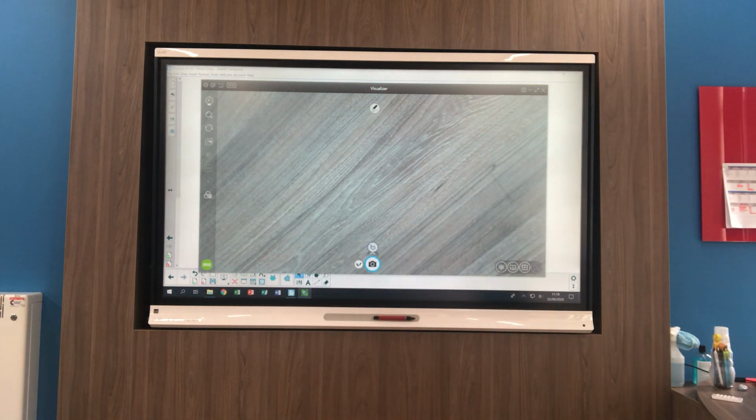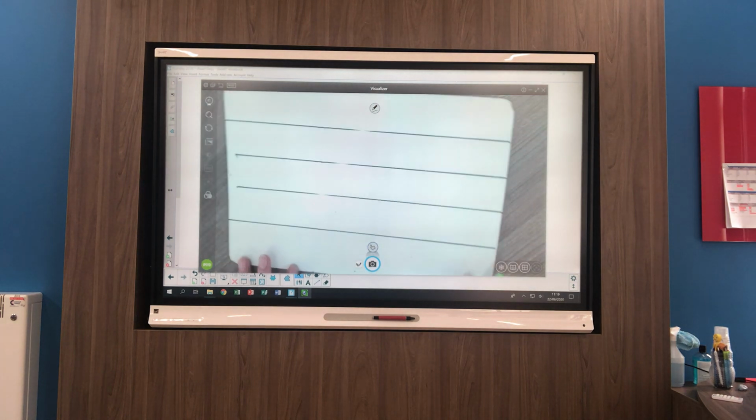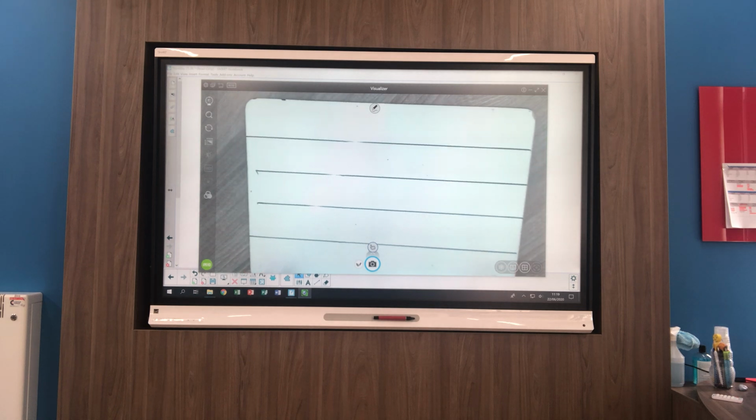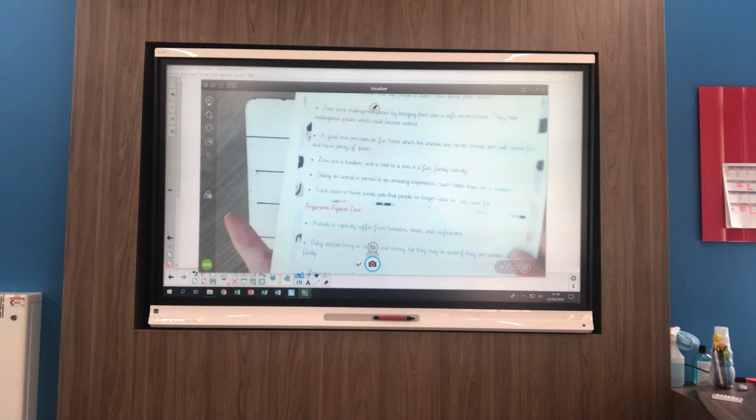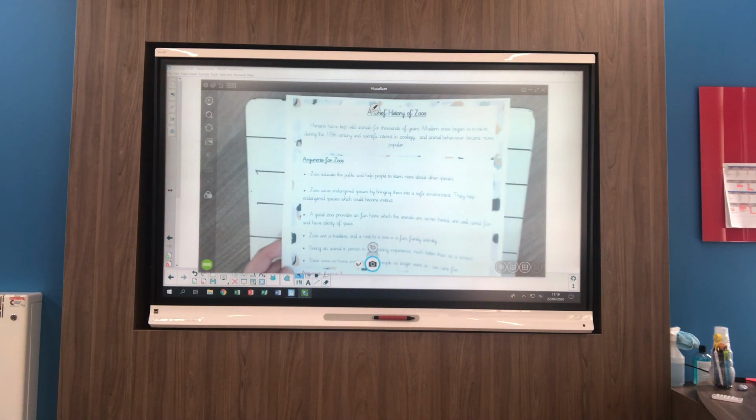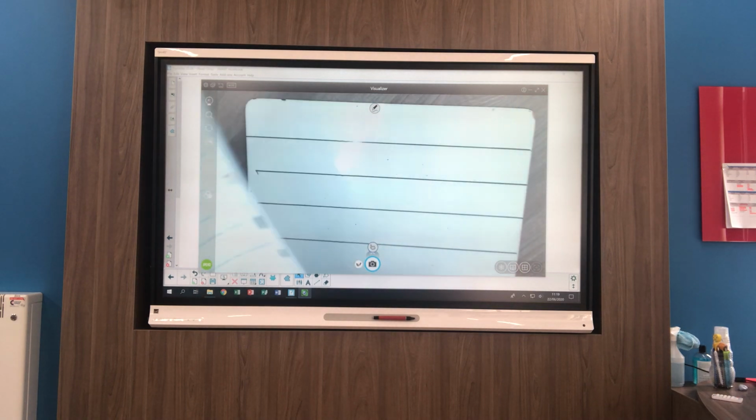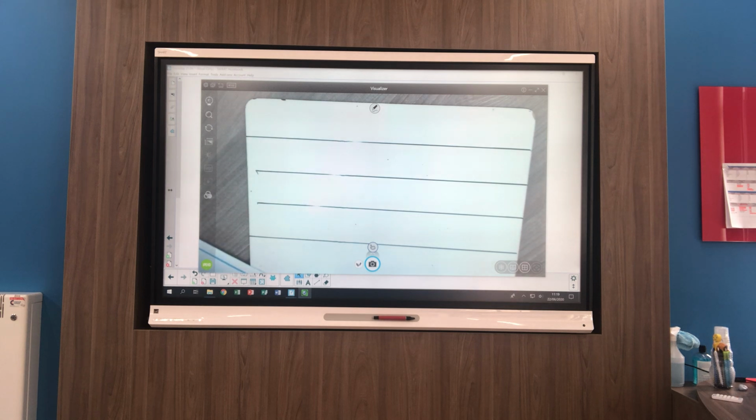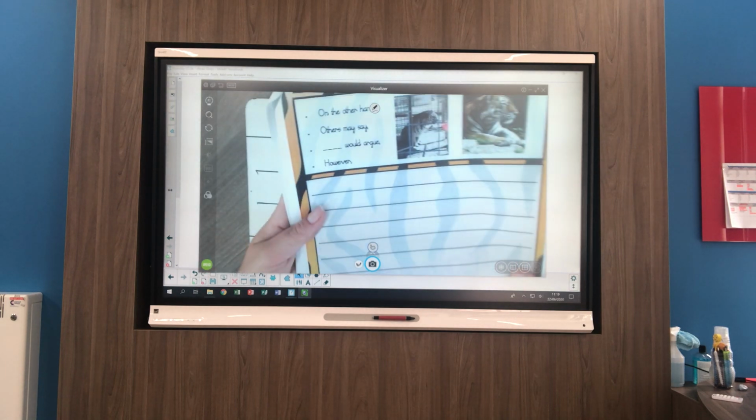Okay, so I have put some lines on the whiteboard just so you can see what I would expect from your handwriting still. So I've got my board here, and I've also got my brief history of zoos from the start of the week, which I'm going to use. And then I'm also going to use my writing frame, which is here.